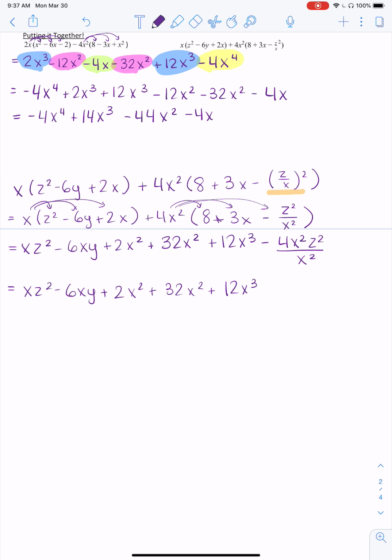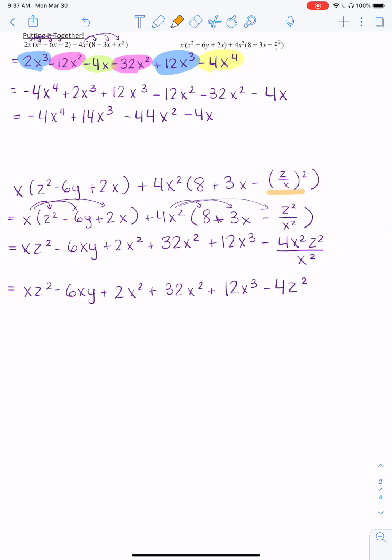So everything else will just stay the same for one more round. And 4 for my coefficient. There's nothing on the bottom, so it's just going to stay as a 4. X squared divided by x squared. We're going to keep our base and subtract our exponent, so 2 minus 2 gives us 0, so that just turns to 1. And then we have our little z squared left.